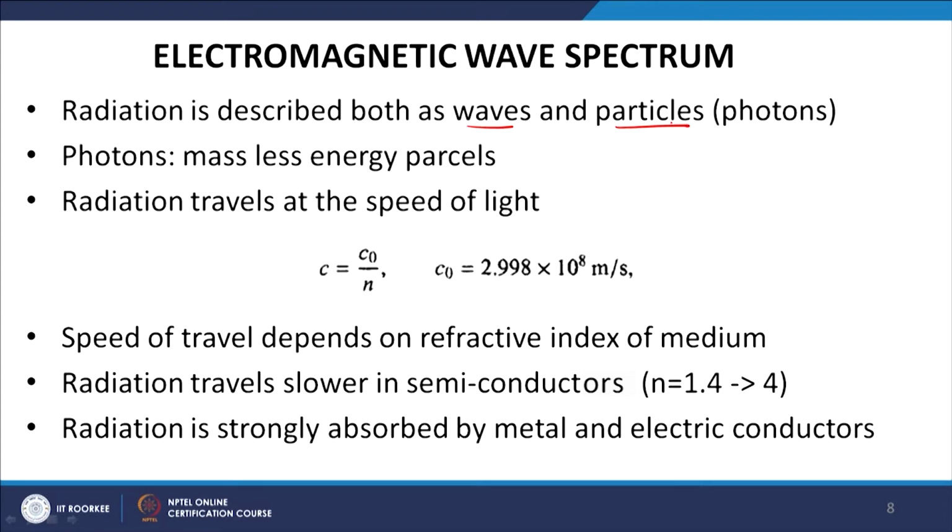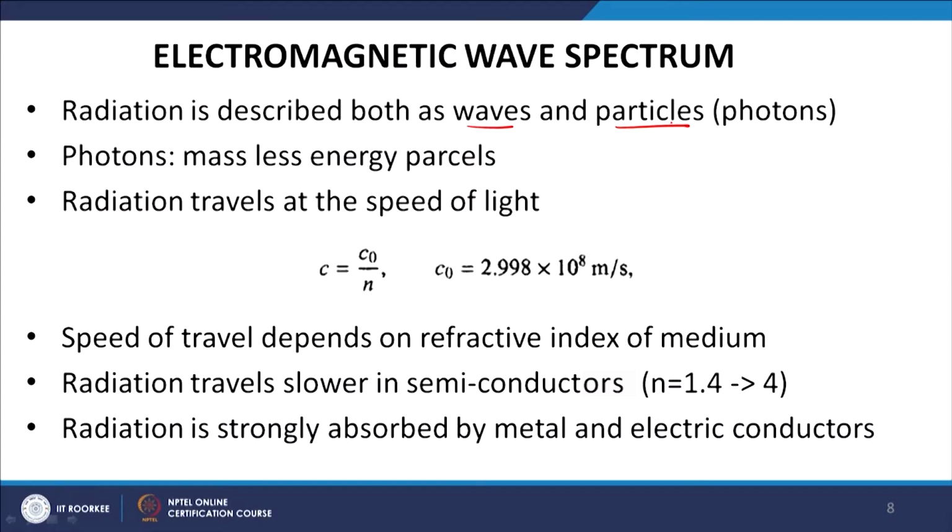Photons are basically massless particles, but that does not mean that all electromagnetic radiation is massless. Some particles may carry momentum and mass, such as alpha particles and so on. So, all the particles may not be massless. Photons may be massless, but some particles may carry momentum as well.